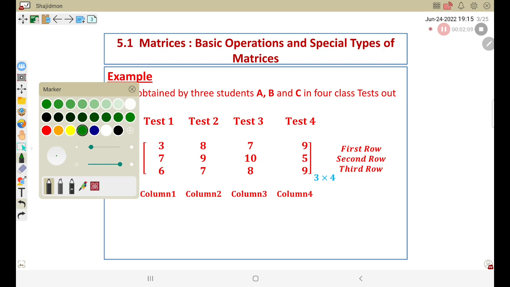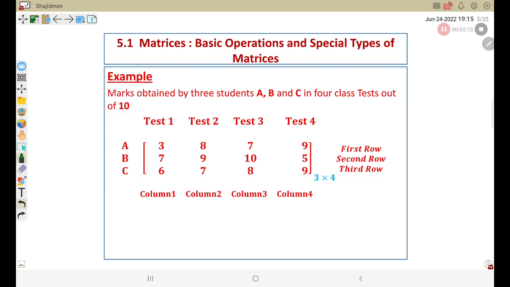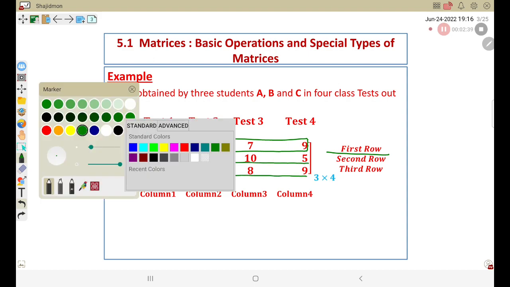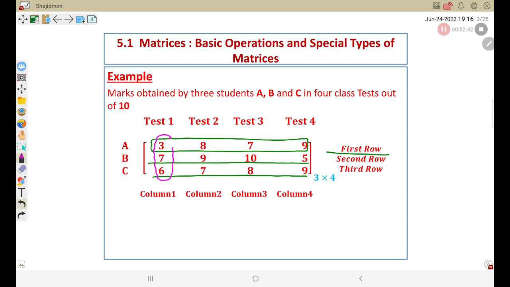In this representation, the numbers are written in a rectangular pattern, correct? This representation we call a matrix. In this matrix, this is the first row, the second row, and the third row. And how many columns are there? This is the first column, holding the test 1 marks. Test 2 marks are in the second column, test 3 marks in the third column, and test 4 marks in the fourth column. So we have 3 rows and 4 columns.